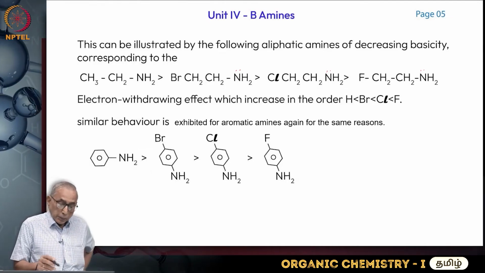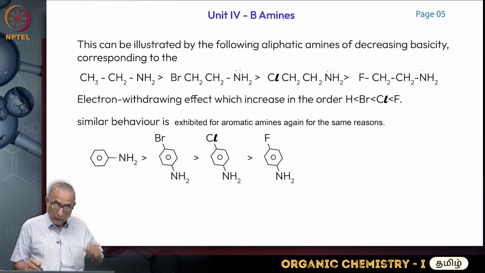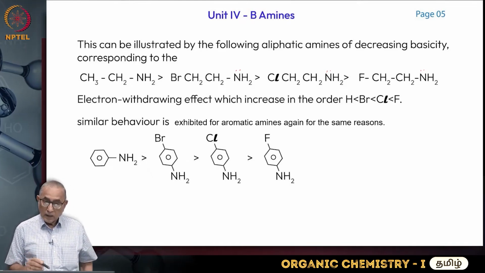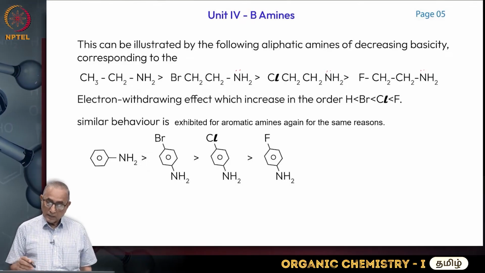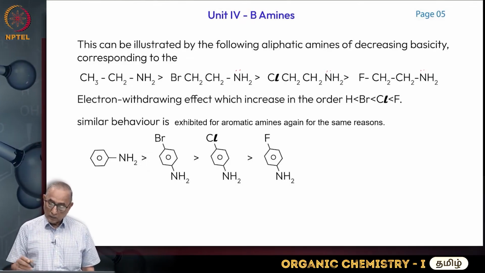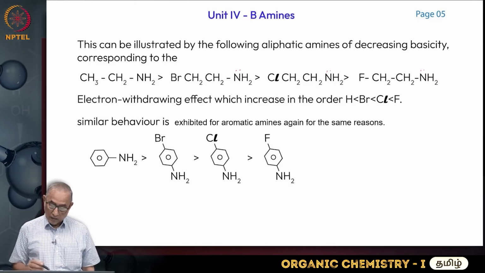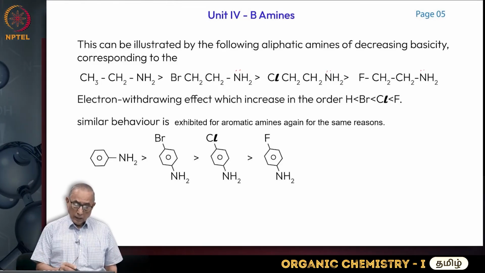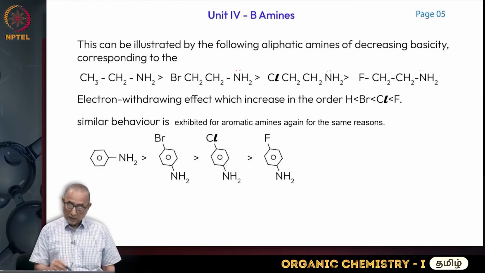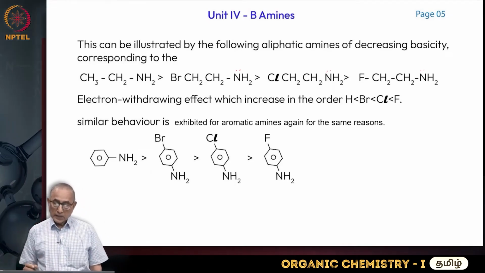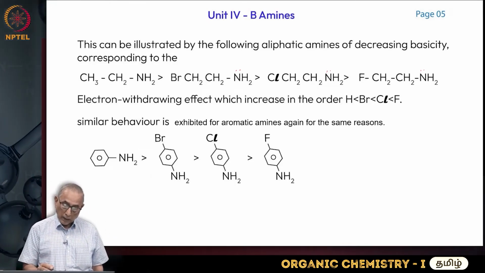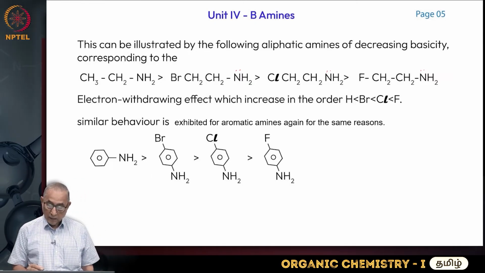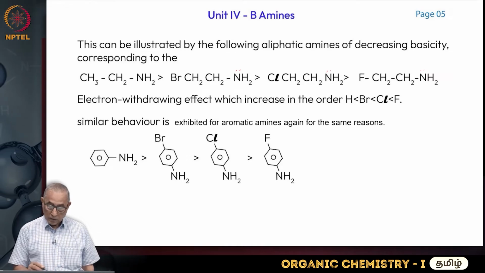Now if you arrange all these groups, the electron withdrawing effect increases in the order: H is the least electron withdrawing, bromine is slightly more, chlorine is more electron withdrawing, fluorine is the most electron withdrawing. So if you compare basicity, aniline is the most basic, parabromoaniline is less basic, parachloroaniline is even less basic, parafluoroaniline is not basic at all, almost neutral.